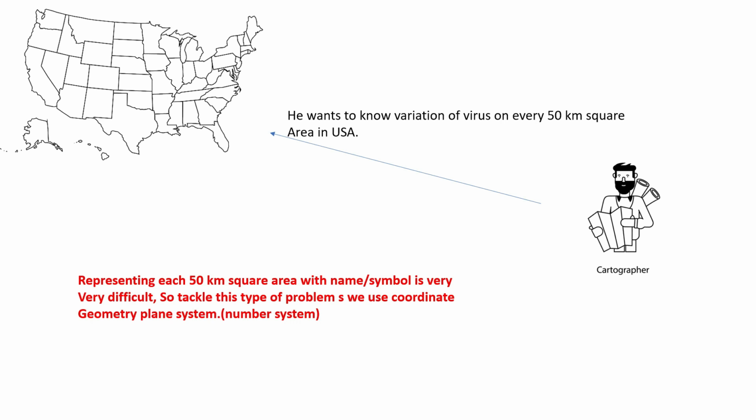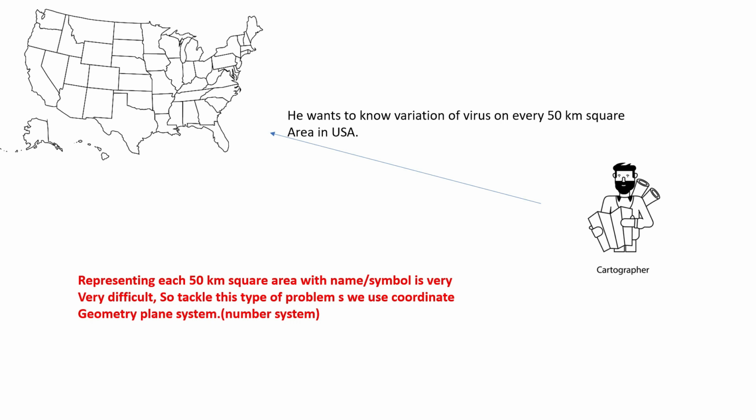Similarly, we can use names here. We can give a name to each and every 50-kilometer area of the USA. But you know that the USA is a very big country, and if you give a name to every 50 kilometers, it is very tedious for our brain. If I say to you, create 100,000 names, your brain will collapse in that scenario.